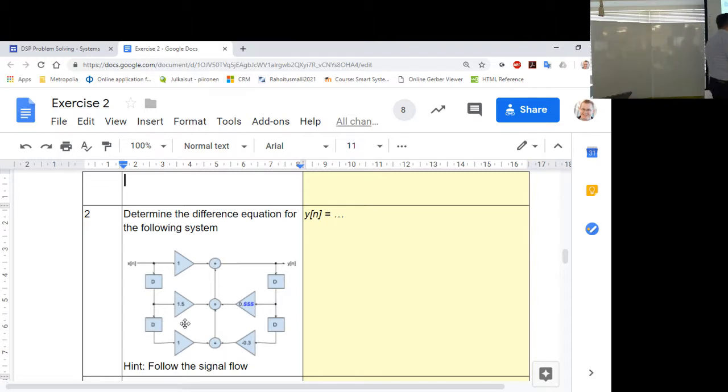So, then the second question is actually a paper and pen exercise. There's a flow diagram for a system, and the name of the game is follow the signal flow. And for any this kind of system, you just start following the signal flow and try to define what is the output for the given input, and then form it as a difference equation, meaning in this form.